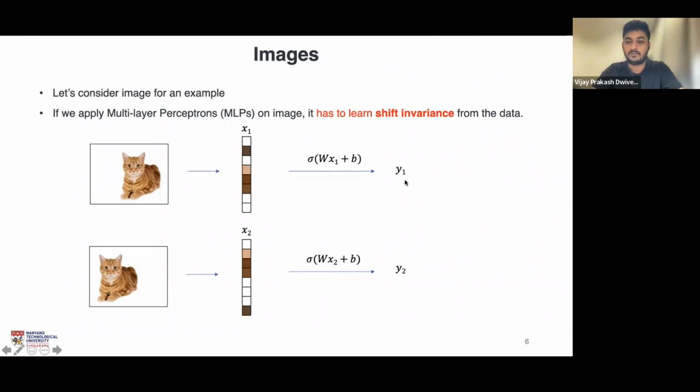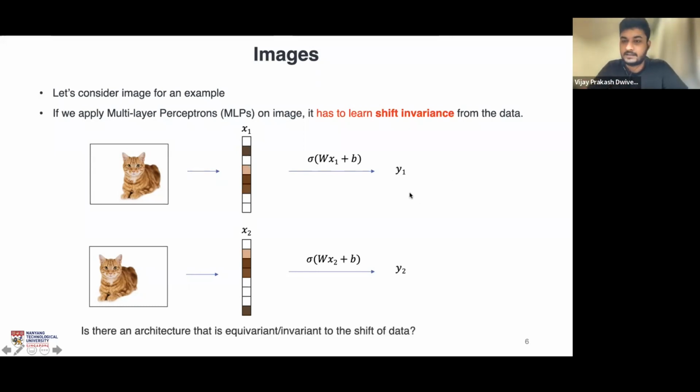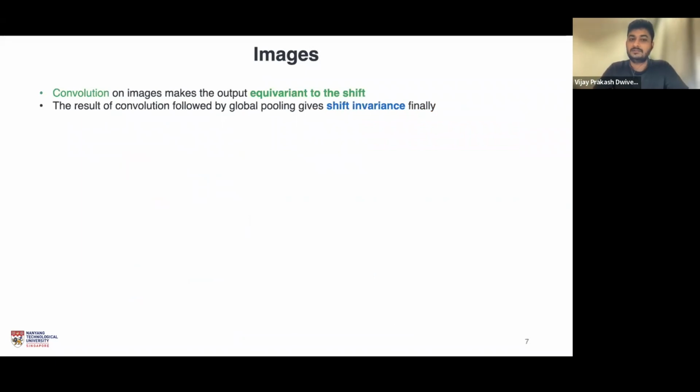So if we want y1 and y2 to be the same, we have to train on many possible shifts of the images that we have for this object. This is what it means that the model has to learn shift invariance from the data. So is there an architecture that is equivariant or invariant to the shift of the data? Yes, convolutional neural networks. The convolution performed on images makes the output of the convolution equivariant to the shift. The shift is also referred to as translation, interchangeably.